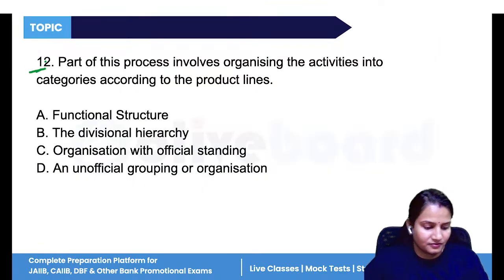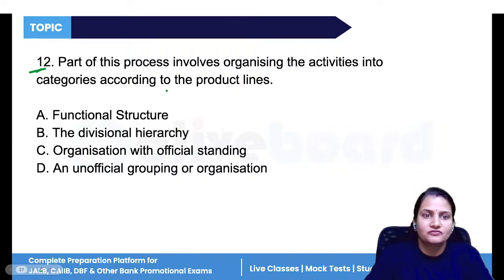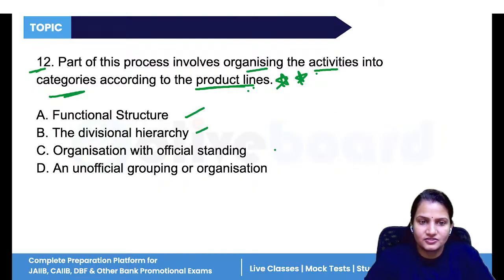Next, question number 12. Part of this process involves organizing the activities into categories according to the product line. Very important question. What is that process known as where the activities are organized into different categories according to the product lines? Is it functional structure, divisional hierarchy, organizational with official standing, or unofficial grouping or organization?